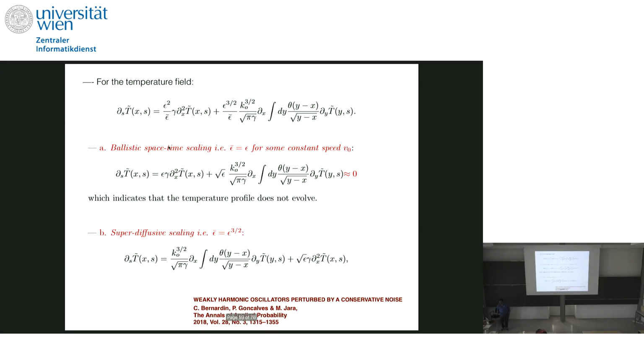But if you choose a super-diffusive space-time scaling, that is, remember, this was the variable associated with the time scale, so epsilon bar is epsilon to the 3 by 2. If you choose that, you get this equation. So this is a super-diffusion equation, but you get a correction, a diffusive correction with a small parameter. Okay, so I get this equation.